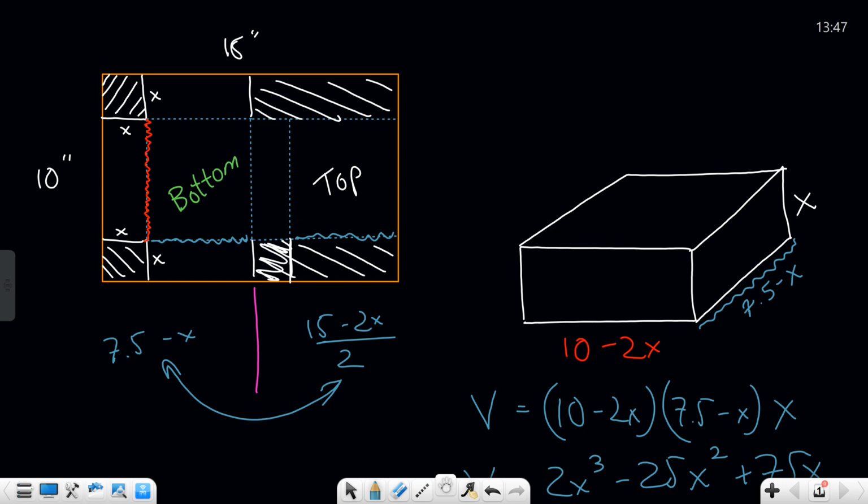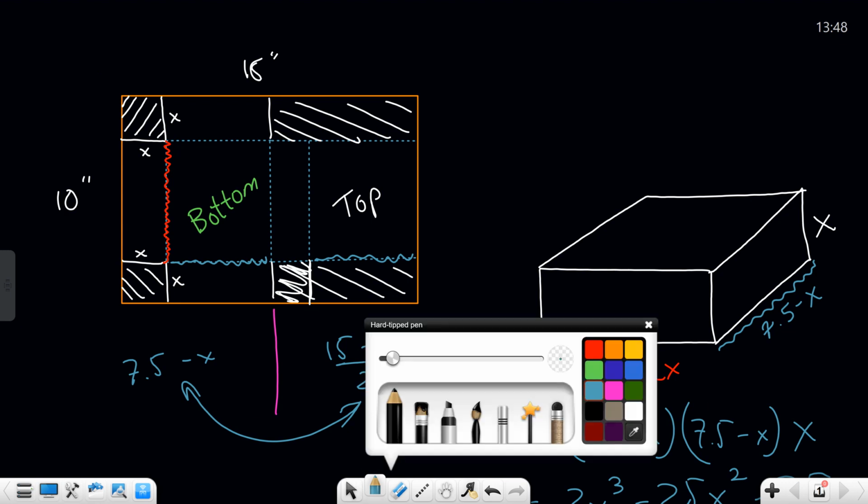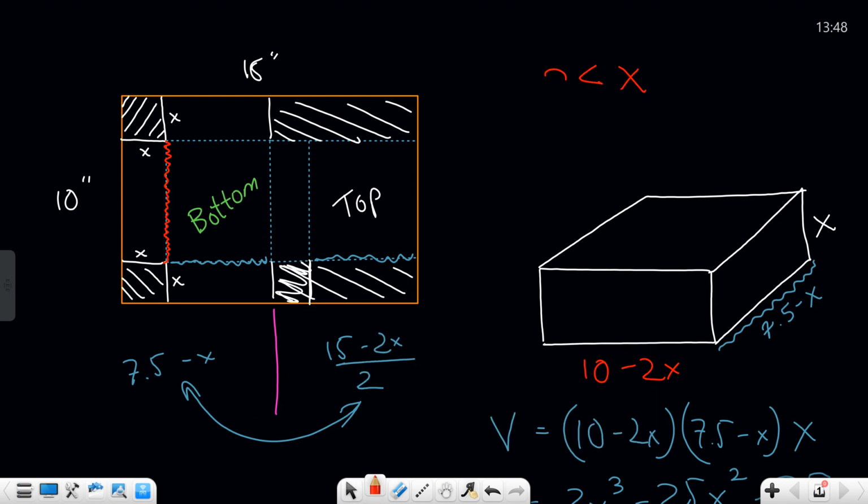What are the possible values of x? How small can x be, theoretically? 0, correct. It's got to be a little bit bigger than 0. So x has got to be a little bit bigger than 0, but less than?